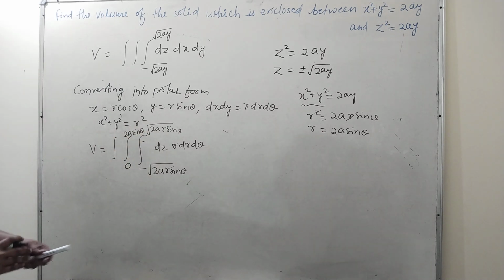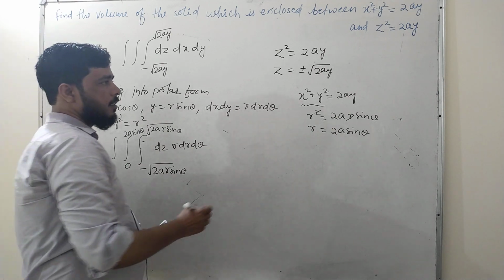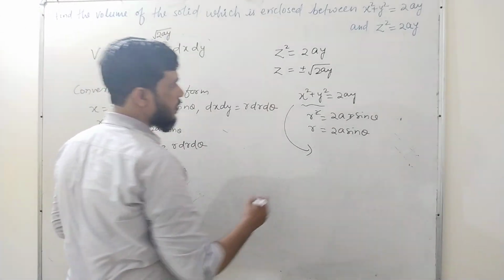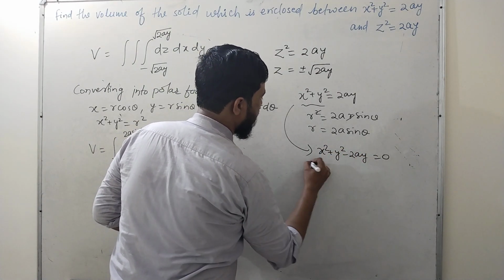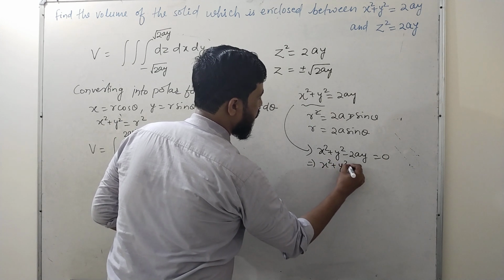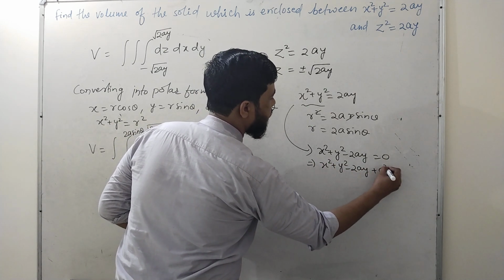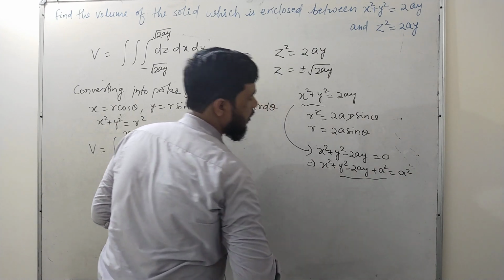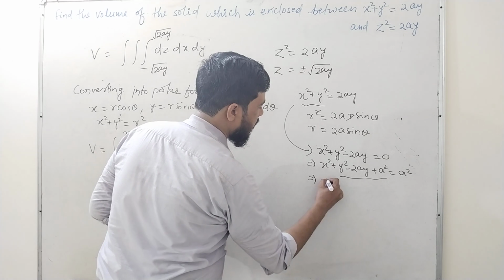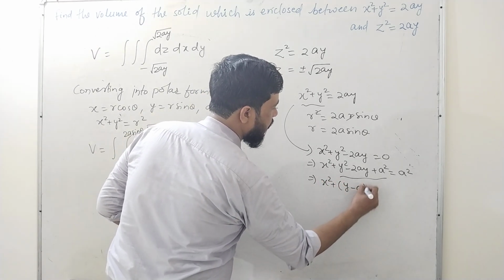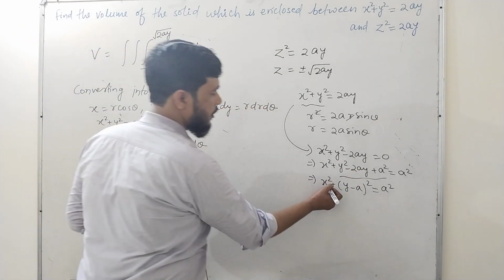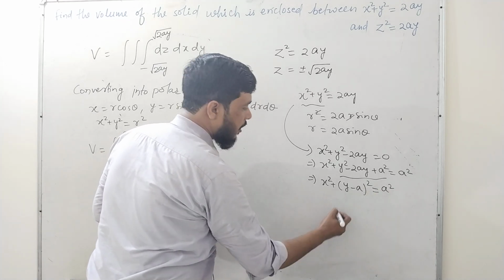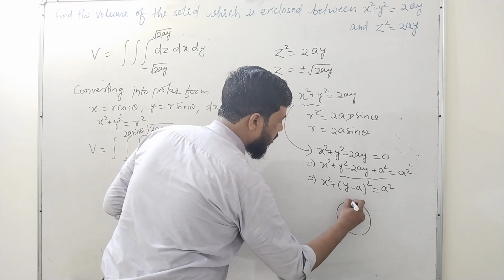Now our goal is to find the limit of θ. For this, draw this in the xy plane. So x² + y² − 2ay = 0. Then add a² on both sides, and we get x² + (y − a)² = a². This is the equation of a circle with center (0, a) and radius a. So this is the circle, this is the y axis and this is the x axis.